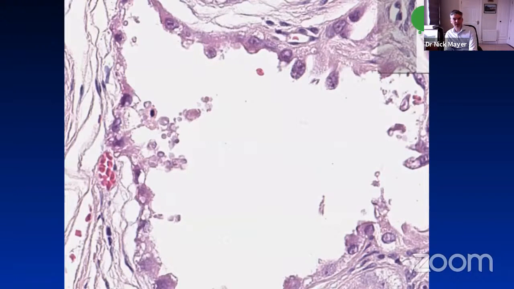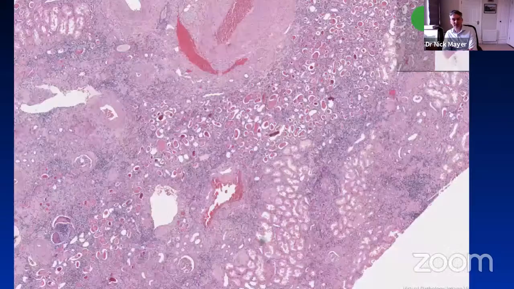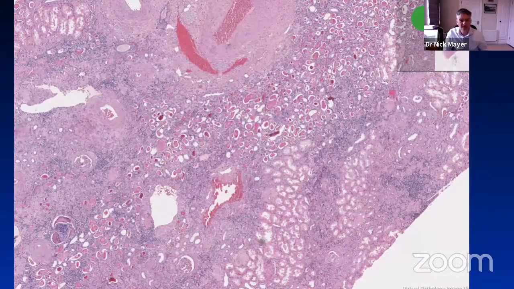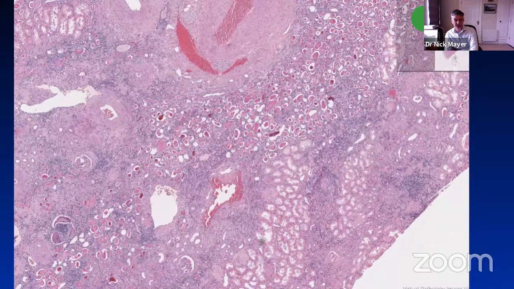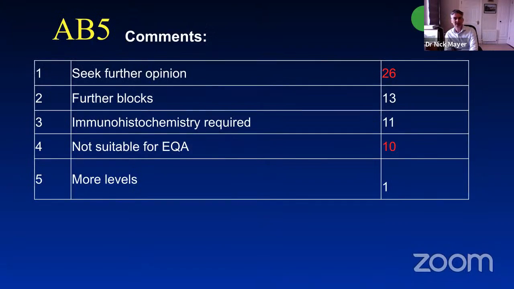And here's a bit of hobnailing as well, again with some prominent nucleoli. And the background kidney was that of end-stage kidney, so nice thyroidization there, and no cystic change, and as I say, no oxalate in the background kidney.